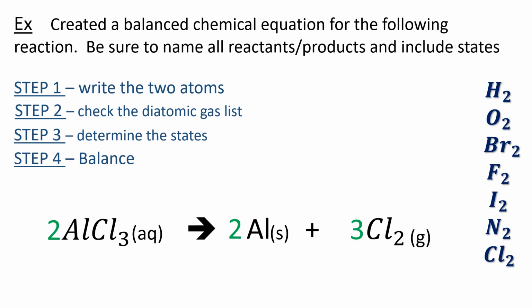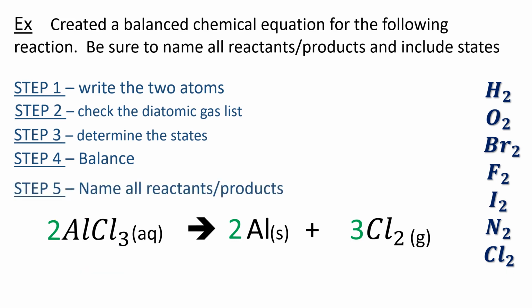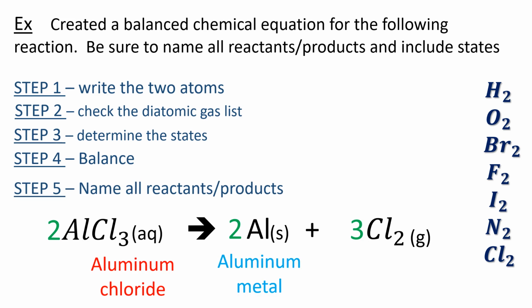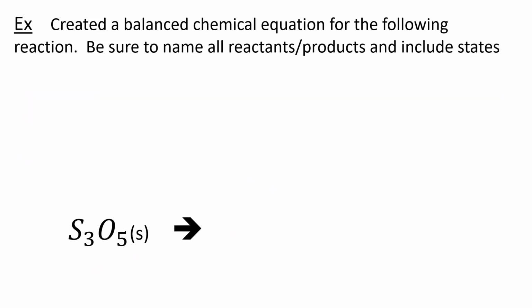Our next step is we're just going to go ahead and name everything. And so we've got aluminum chloride, we have aluminum metal, and we have chlorine gas. Let's try this one more time here. Feel free to pause the video and fill this in if you wish.